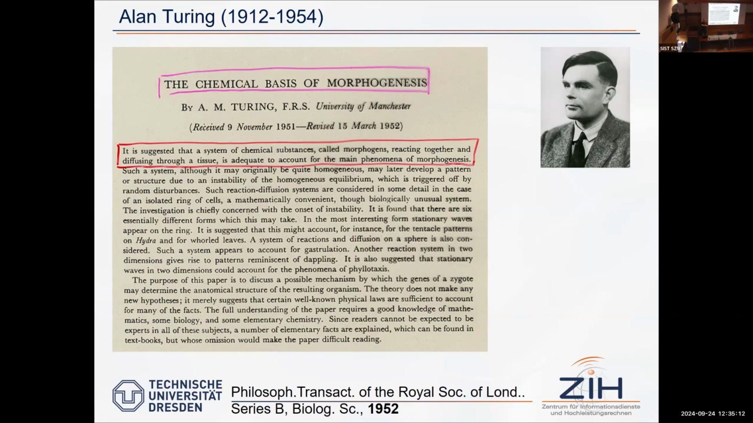And in this paper, he combined an idea, namely diffusion, transport diffusion, which normally destroys patterns. When you start with a concentration gradient, diffusion destroys it. But he combined it with a particular reaction kinetics. So the first sentence says everything. It is suggested that a system of chemical substances called morphogens reacting together and diffusing through a tissue is adequate to account for the main phenomena of morphogenesis.